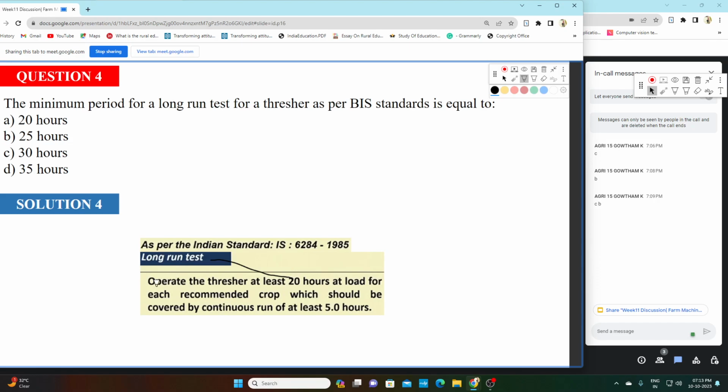We have to do continuous operation of at least 20 hours. So that is the long run test. So option A is your correct answer.